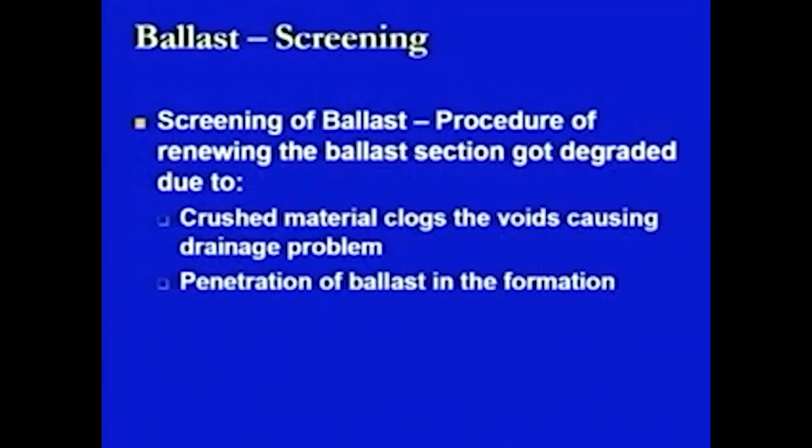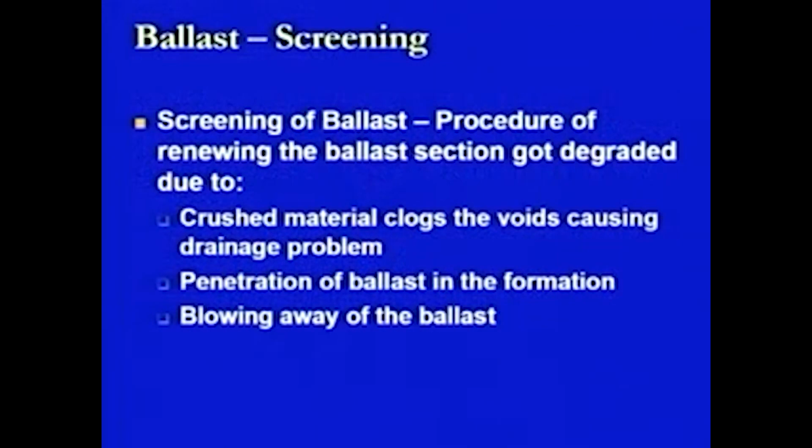then we have to go for renewal. The penetration of the ballast in the formation is another reason. Here what happens is that the loads are so heavy, or the type of ballast being used is of smaller size, or it has reduced to a smaller size, due to which slowly it starts sinking into the formation level. When this penetration happens, surface irregularities will be induced in the track. Therefore, it is important to screen out this type of ballast.